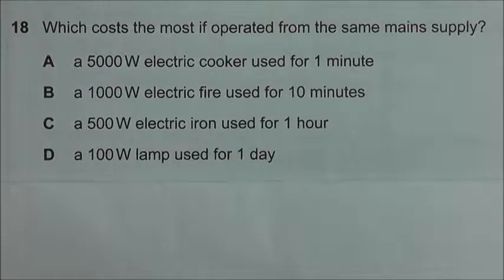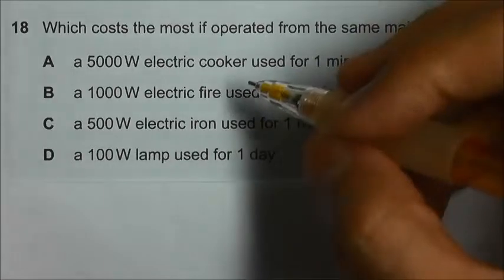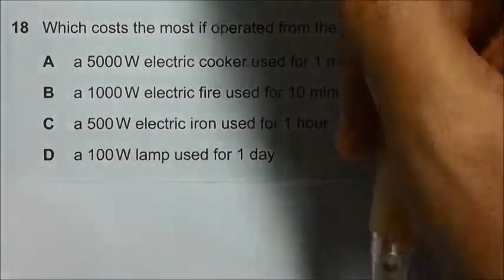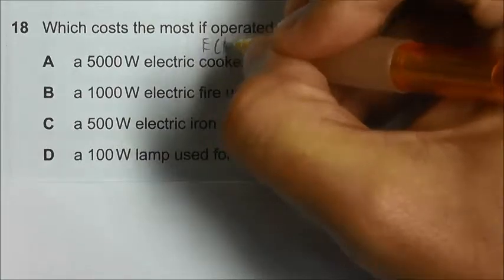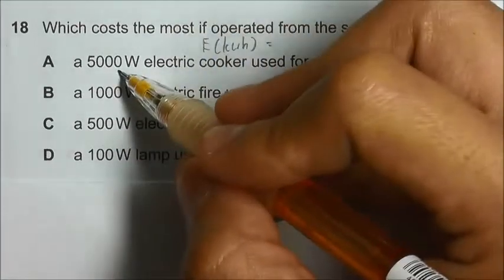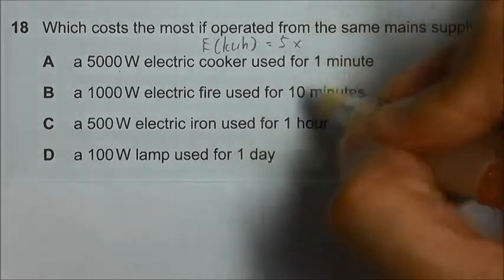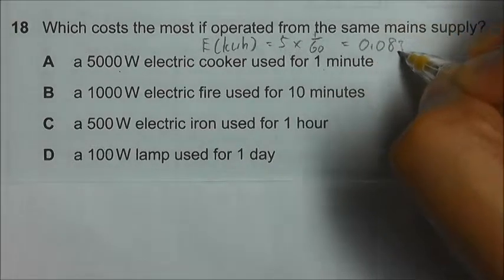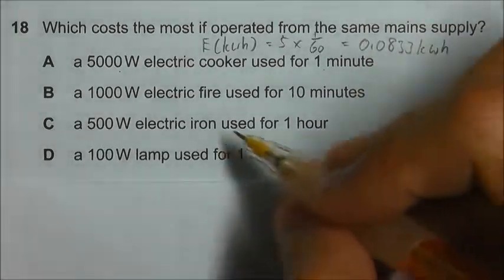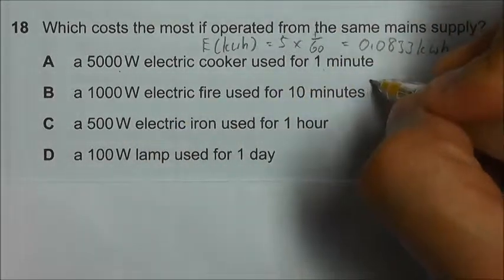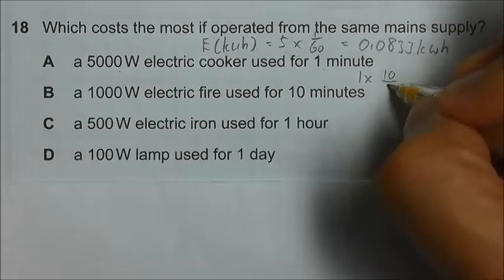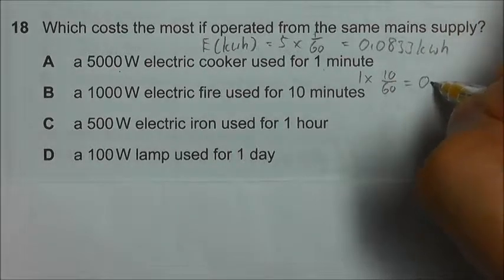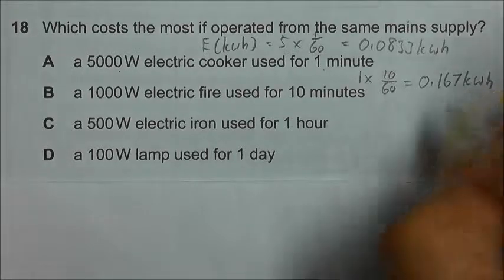Okay, to find out which of the following costs the most, you have to find out the electrical energy that is being consumed by each of the following. So for option A, we can find out the electrical energy in kilowatt hours. So that will be 5 kilowatt times 1 over 60 of an hour. That will give us 0.0833 kilowatt hour. Okay, for option B, it will be 1 kilowatt times 10 over 60 of an hour. This will give us 0.167 kilowatt hour.